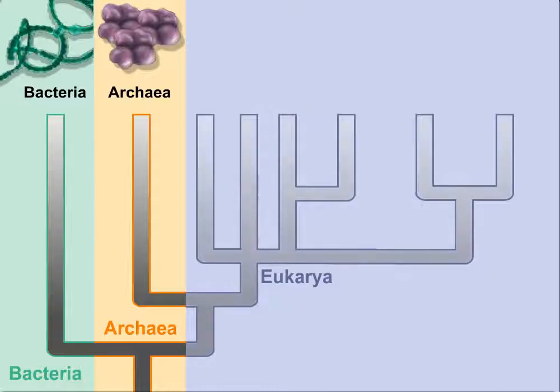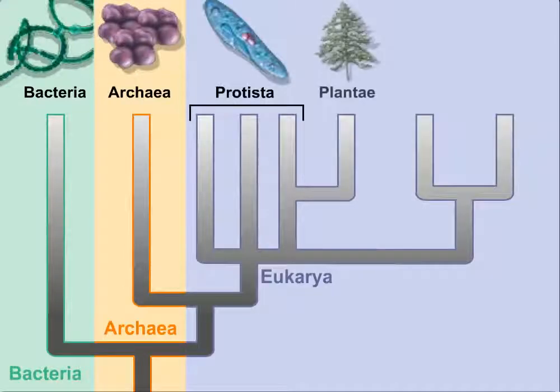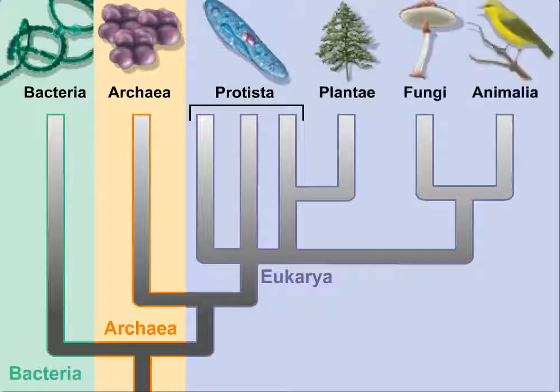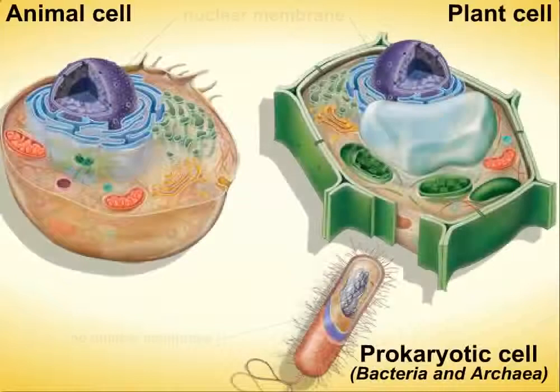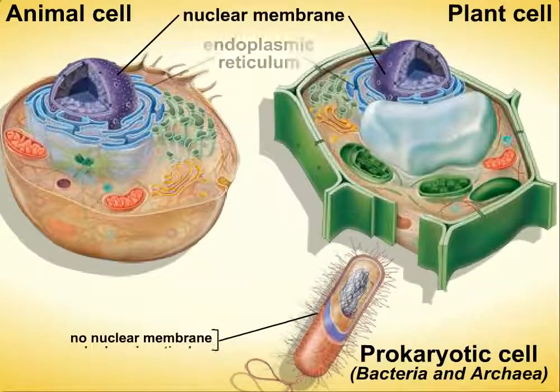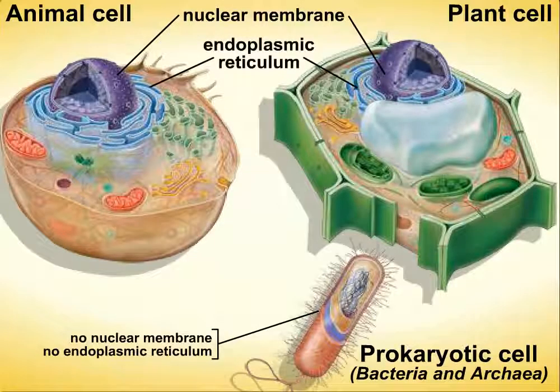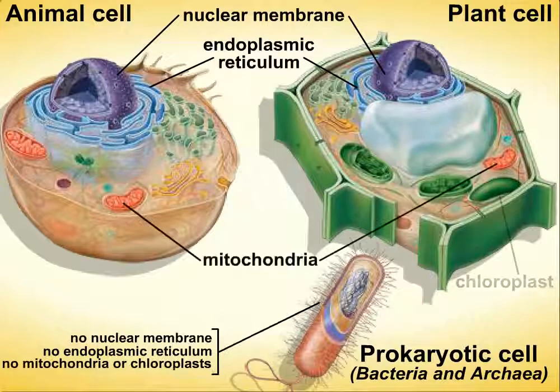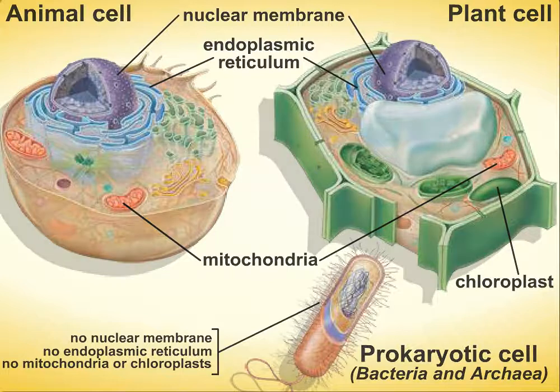All higher organisms, protista, plants, fungi, and animals share a common cell structure and are referred to as eukaryotes. Eukaryotic cells contain a nuclear membrane, endoplasmic reticulum, and organelles such as mitochondria and chloroplasts, whereas prokaryotic cells do not.